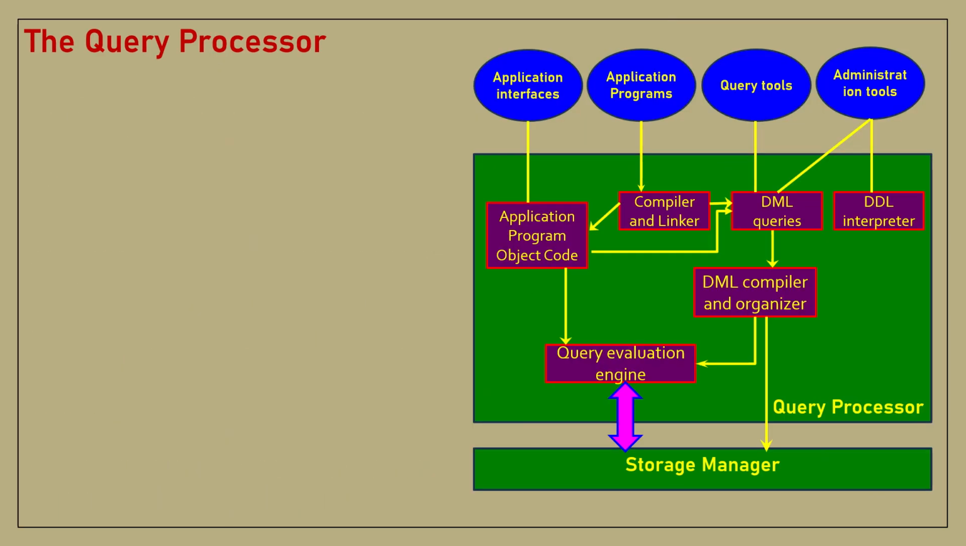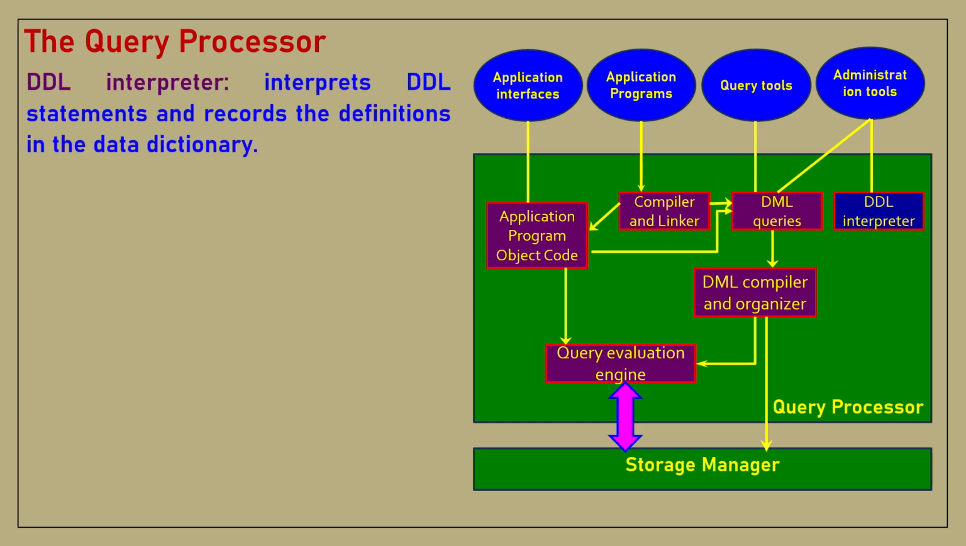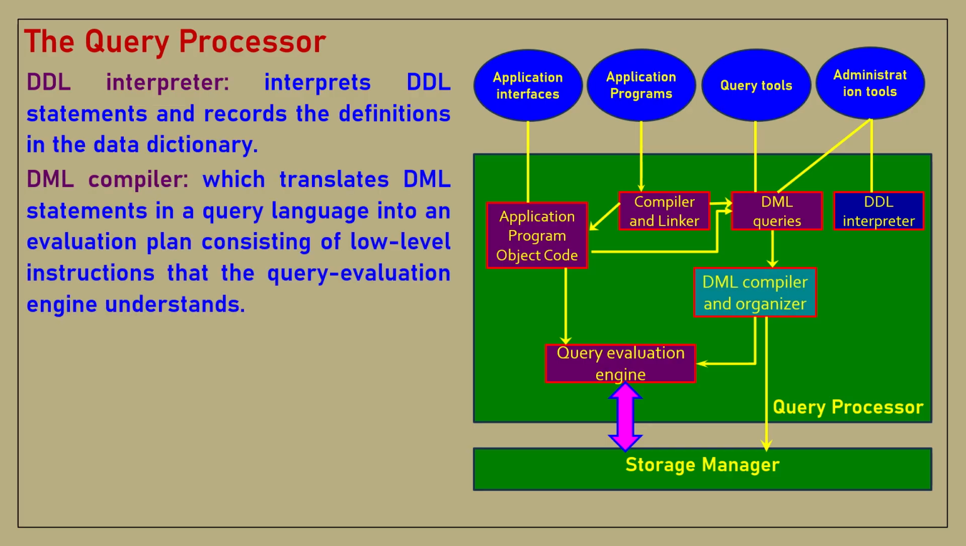The query processor. The major components of query processor are the DDL interpreter, which interprets DDL statements and records the definitions in the data dictionary; and the DML compiler, which translates DML statements in a query language into an evaluation plan consisting of low-level instructions that the query evaluation engine understands.